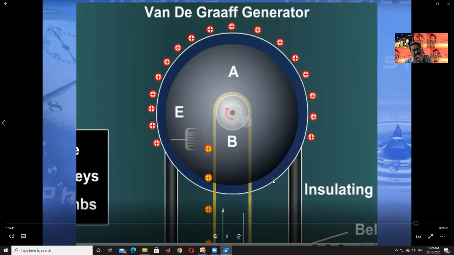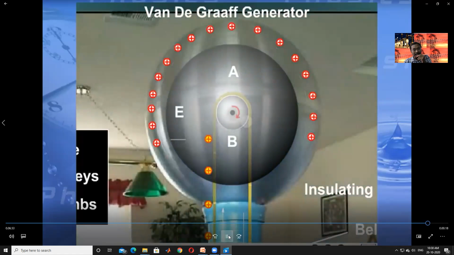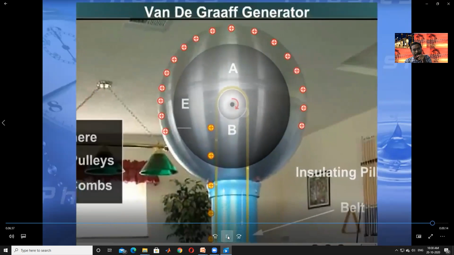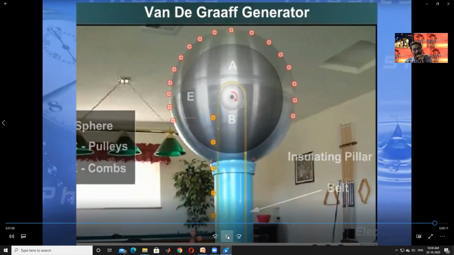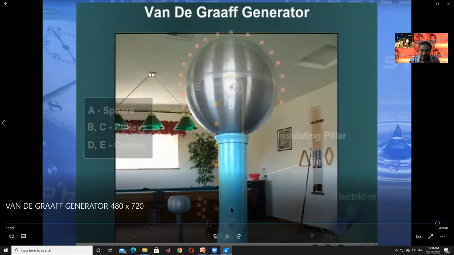The charge leaks to the surrounding air due to ionization of the air. This leakage can be reduced by enclosing the generator in a chamber filled with gas at very high pressure. Very high voltages can be produced by the Van de Graaff generator. So this is the concept of generation of high voltages by using the Van de Graaff generator.